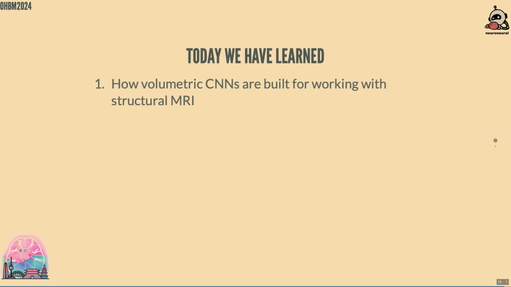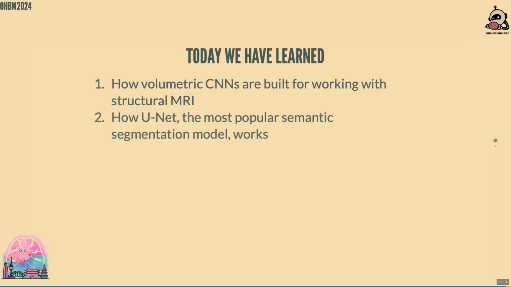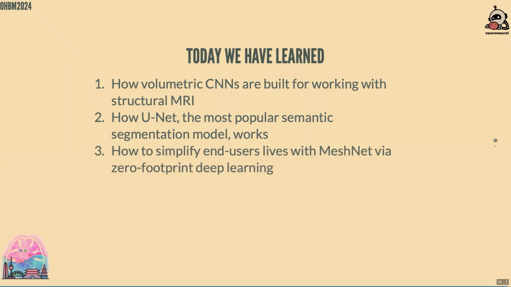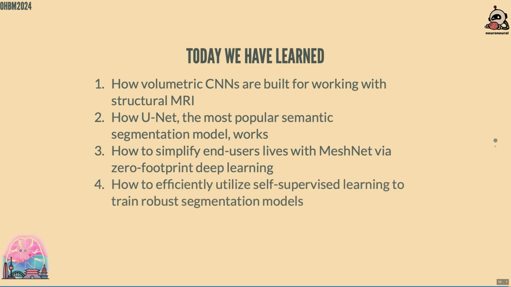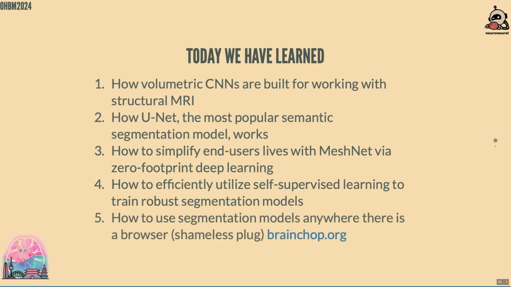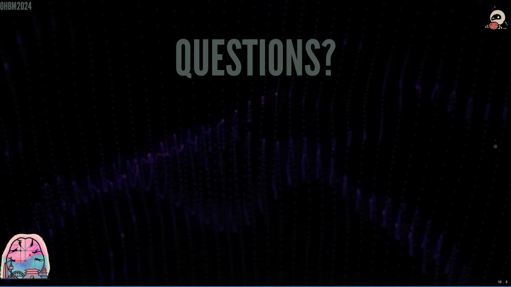So what we have learned: how volumetric CNNs are built. So you now are not scared, right? I hope to reduce the fear in you. And then UNet, very good model still, even though it's a dinosaur, and it's large, but it's very good. And then how to simplify this model and build smaller models that are as powerful, and how to efficiently utilize self-supervised or synthetic data training, and how to use segmentation models anywhere with zero footprint. No installation is required of anything. Okay. Thank you.